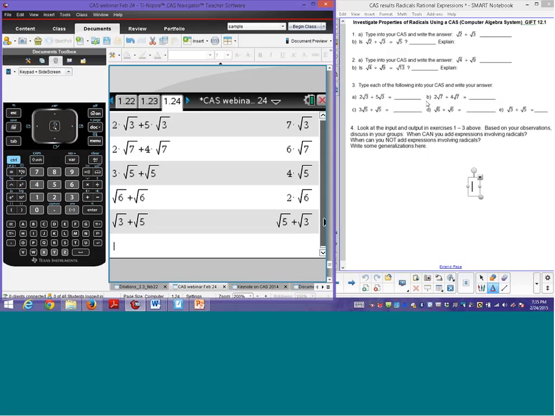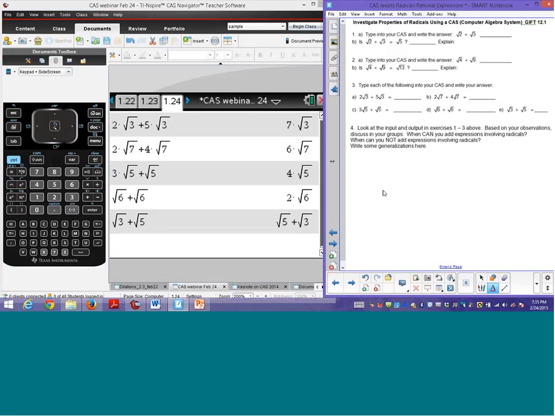So once they've done this, it says to look at your input and output, very similar to what I did with the exponents a few minutes ago. Based on your observations, discuss in your groups, when can you add them, when can't you add them, and write some generalizations here. And that's very hard for them. They aren't really wild about doing that. But I do want them to get something down there and really get some discussion going. That's really the important part.